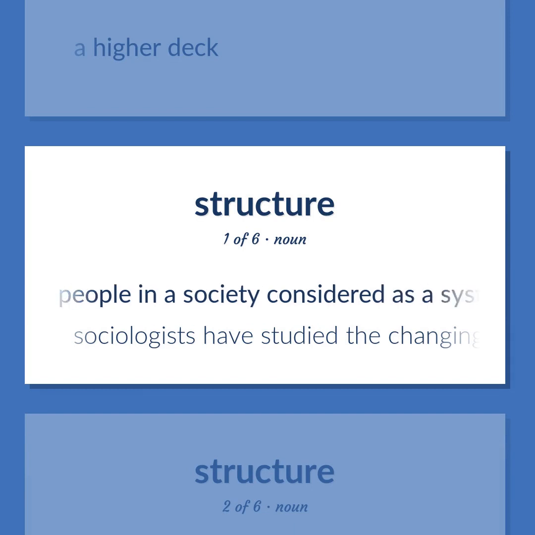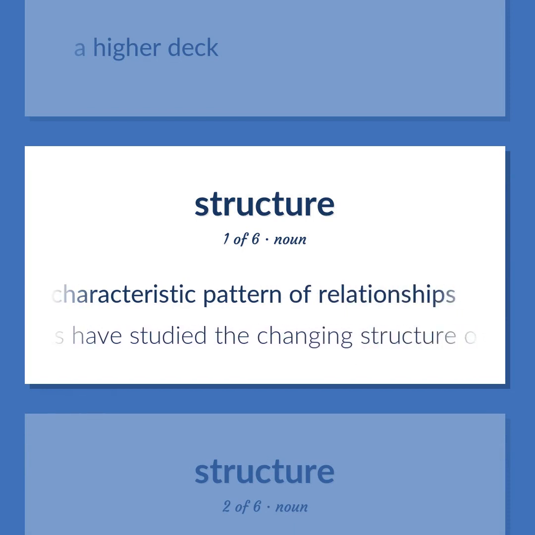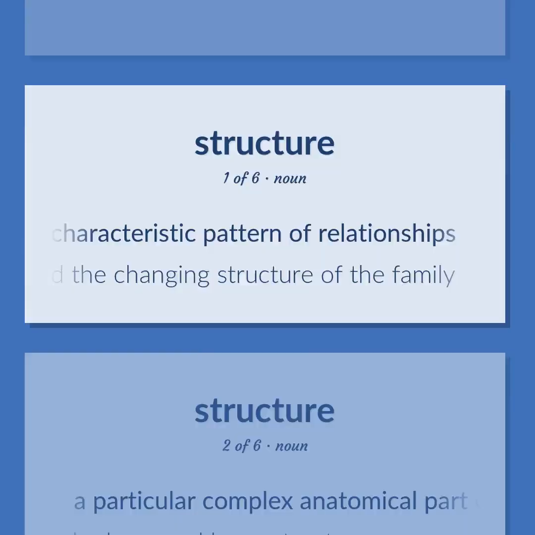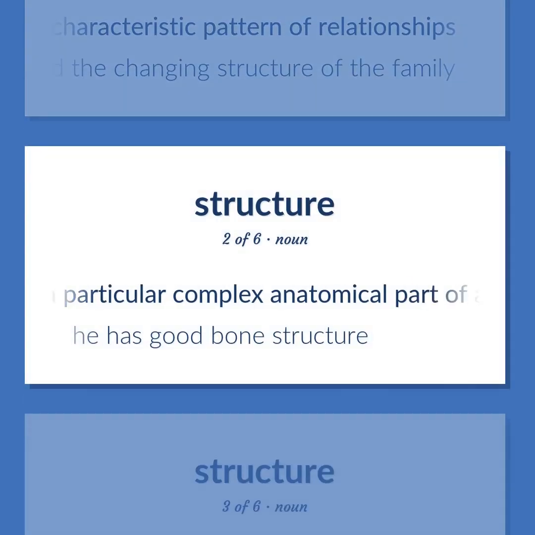The people in a society considered as a system organized by a characteristic pattern of relationships. Sociologists have studied the changing structure of the family. A particular complex anatomical part of a living thing and its construction and arrangement. He has good bone structure.